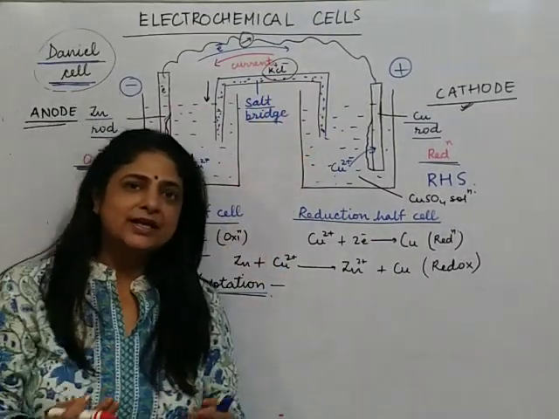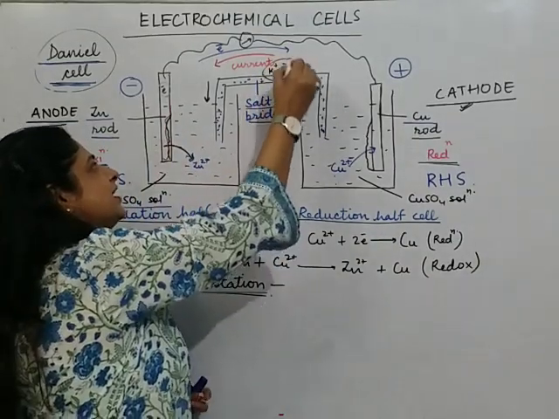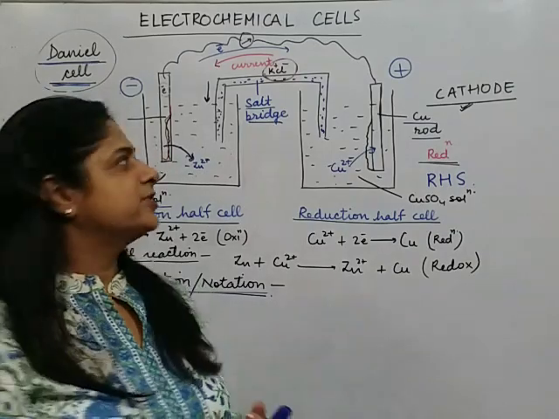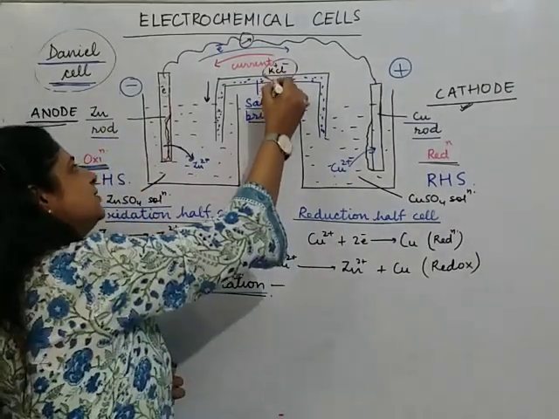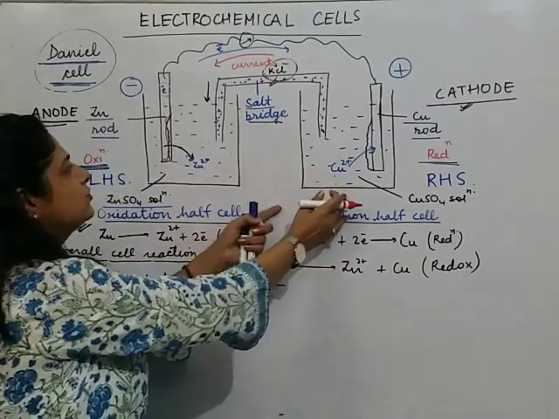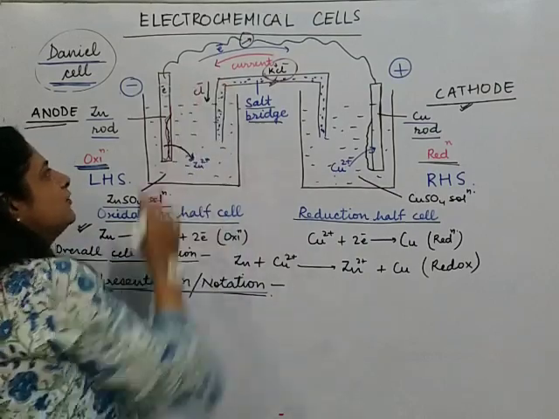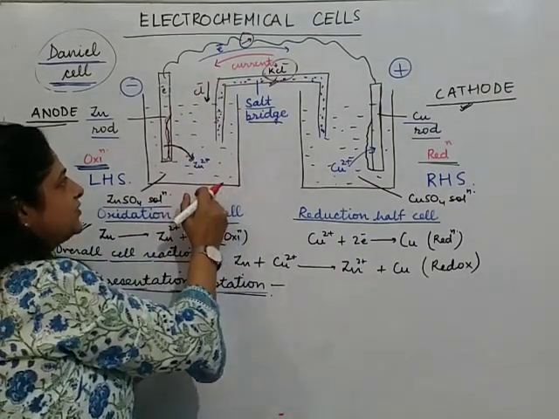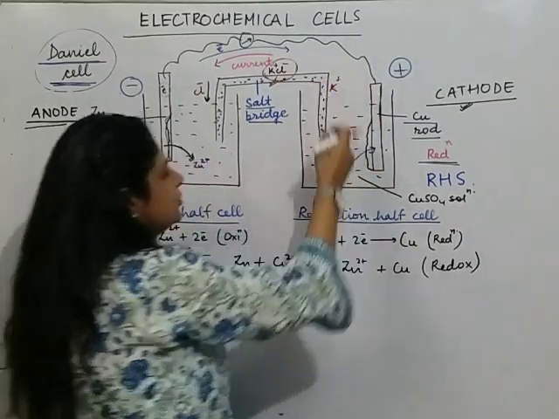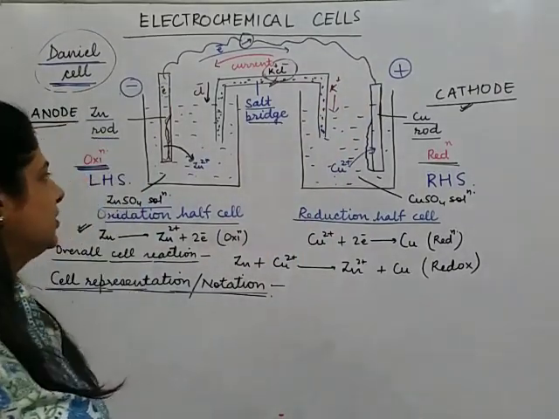It is required to complete the circuit. We discussed it, and besides that, we take some electrolyte in the salt bridge in some gelatinous or porous material, and this helps in maintaining electrical neutrality in the two half cells. In this case, the chloride ion will move towards this half cell, while the potassium ion will move towards this half cell to maintain electrical neutrality.